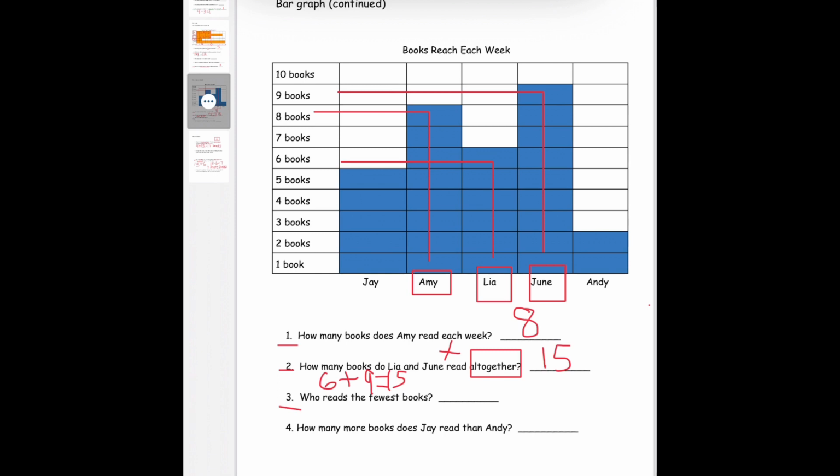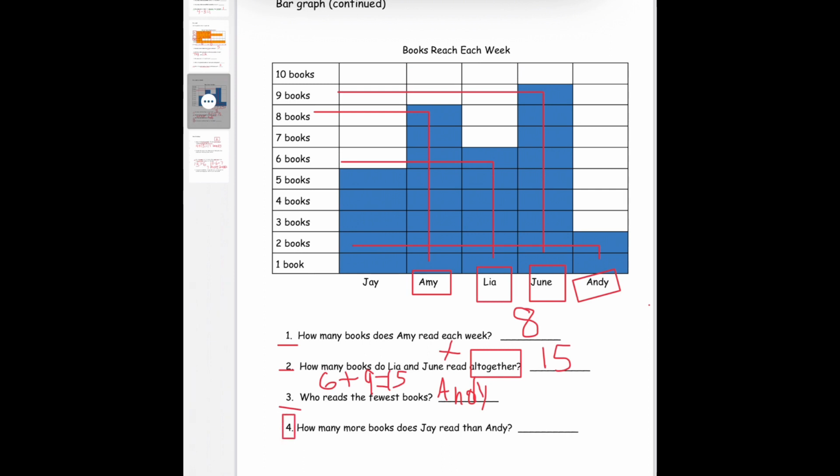Number 3, who reads the fewest books? So we could see that the lowest bar graph, the lowest amount of bars, is Andy, right here. Andy read 2 books. So it says, who reads the fewest books? It doesn't ask the number of books Andy read. It's asking who. So we will write Andy read the fewest books.